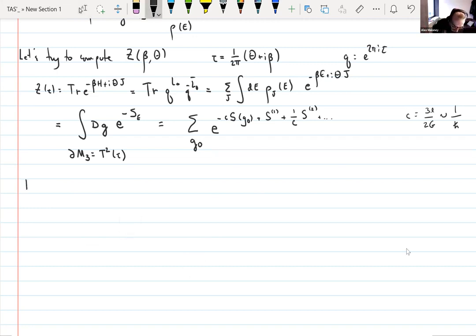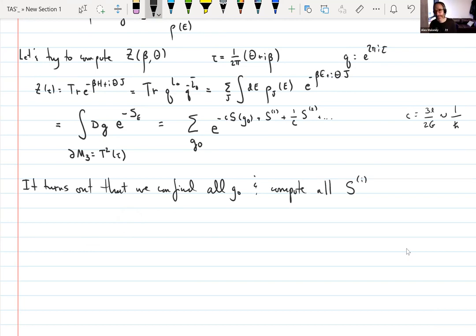It turns out that we can find all of the classical solutions and compute all of the perturbative corrections around each classical solution. And if you think very, very carefully, I've already told you the answers to both of those questions. I just haven't told you that I've told you them. Okay. Good. So let's try and understand how that works.